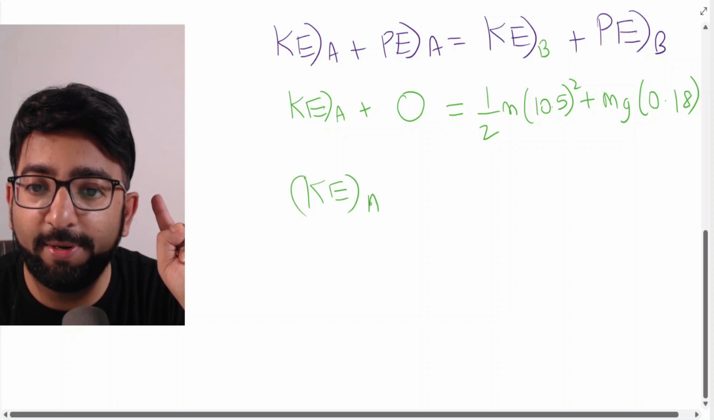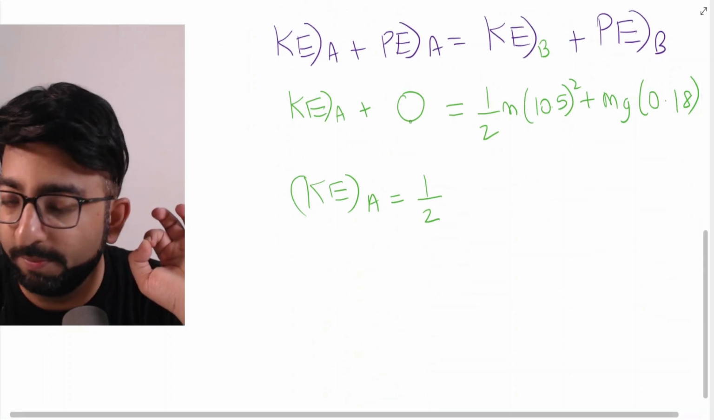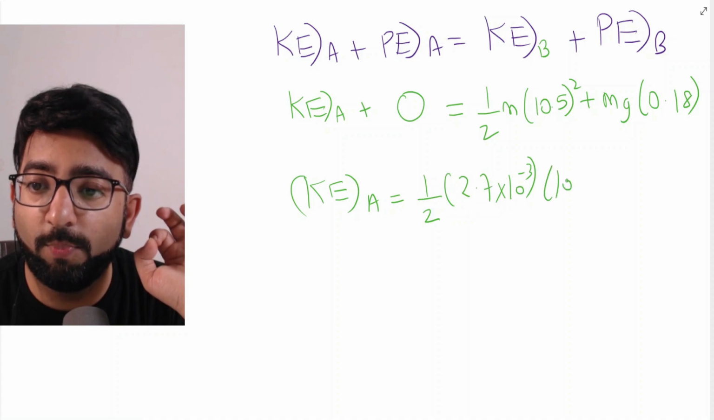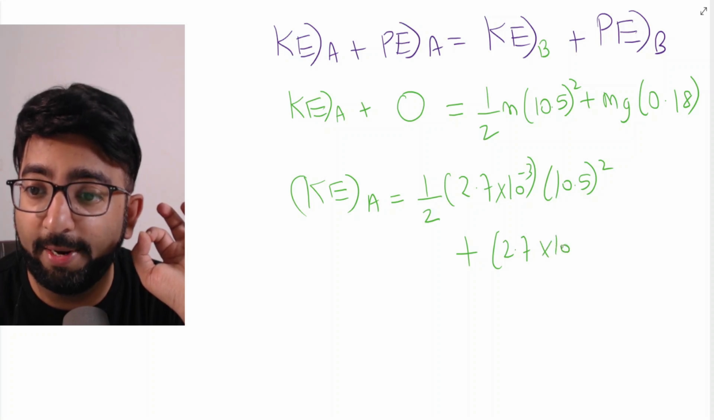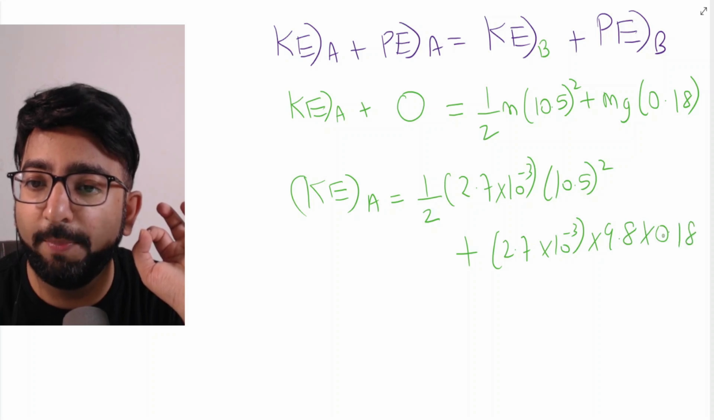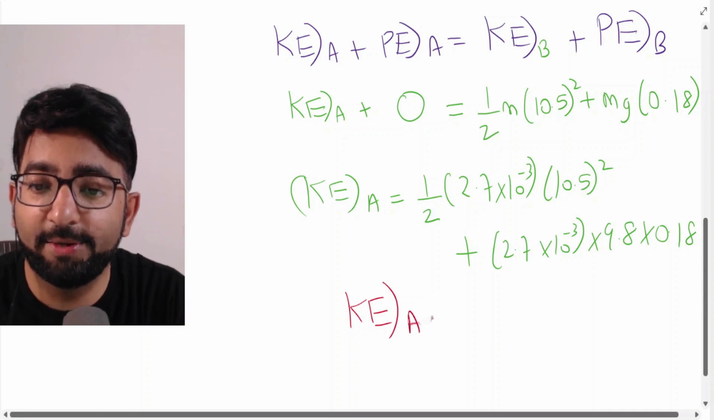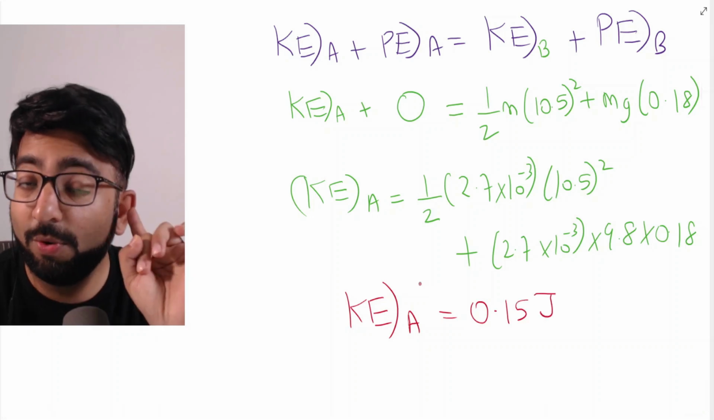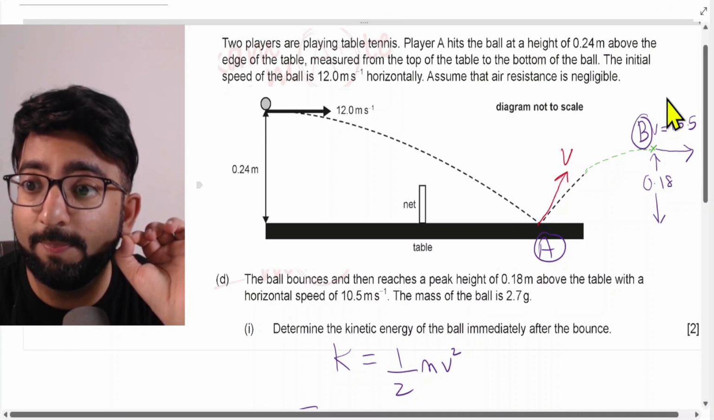So let's write down the final expression. Kinetic energy at the point A will be equal to, on the right hand side, half times the mass, 2.7 grams, which we convert into kilograms, multiplied by 10.5 squared, plus mgh. So again 2.7 times 10 to the power minus 3, g is 9.8 and the height is 0.18 meters. And if you solve all of this, we will get the final answer for kinetic energy at the point A as approximately 0.15 joules. So let us repeat what we have done. We have used the law of energy conservation for point A and point B.